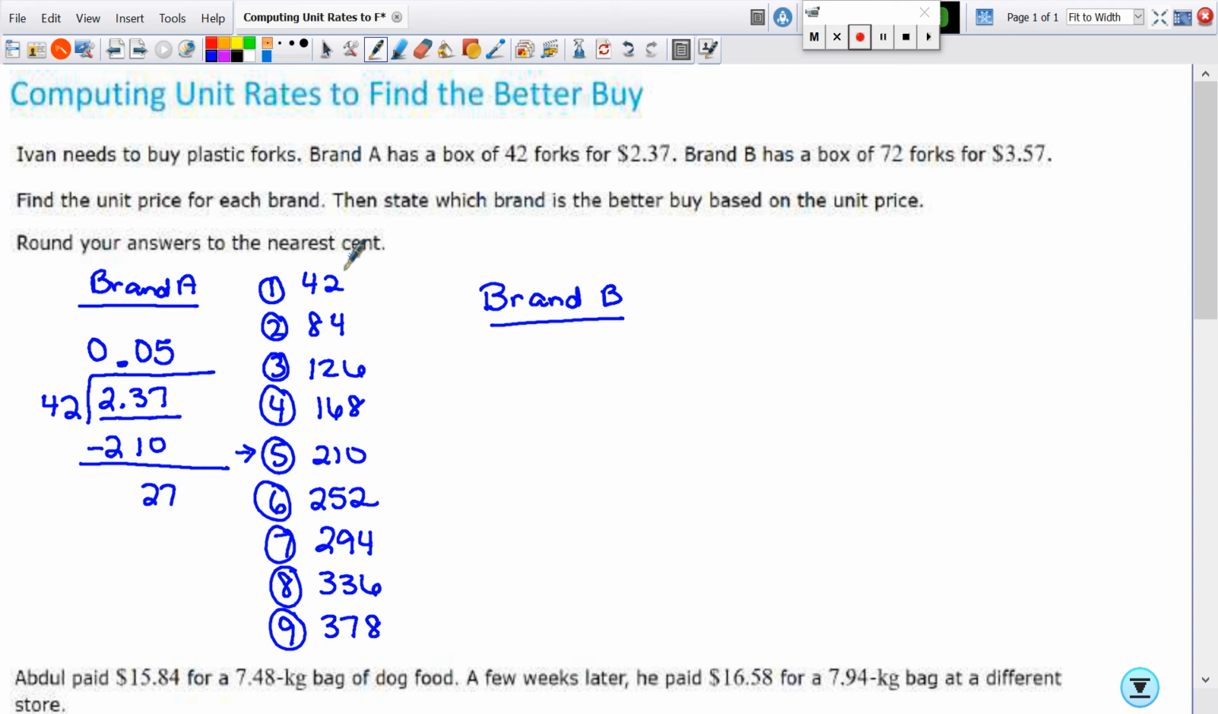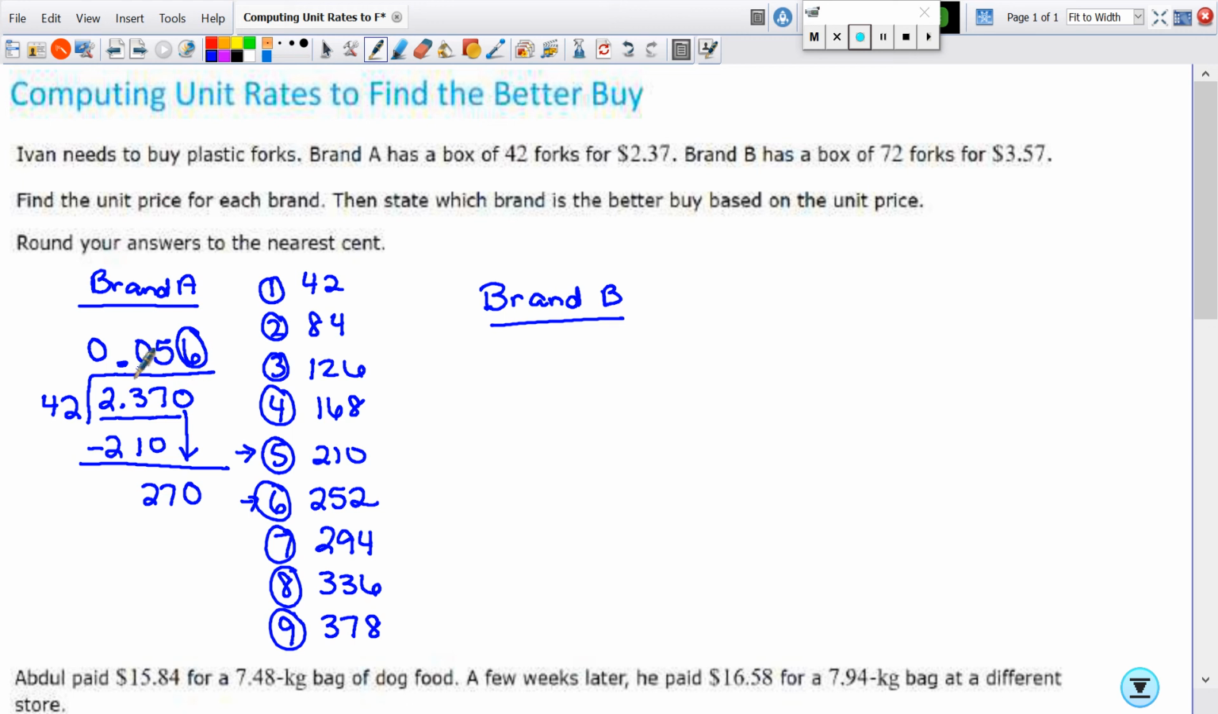Because I said round to the nearest cent, I need to take this to 3 decimals so I can round properly. So I'm going to go ahead and put a 0 and bring it down. Okay, 270. 294 is too big, so I'm going to go to 256. That would be a 6. Now, we don't have to go any further there because we know what we need to be able to round.